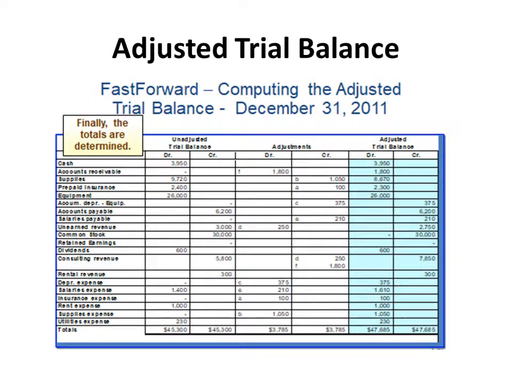So, go back down to the consulting revenue. I had $5,800 I earned, $250 of unearned revenue that I have earned, and $1,800 of revenue that I have not yet collected the cash for, but I have completed the earnings process. I've earned that revenue of $1,800, so I'm going to book it as of December 31st. So consulting revenue, I have $5,800 credit, plus $250 credit, plus $1,800 credit. My adjusted balance, my adjusted trial balance for consulting revenue is $7,850.